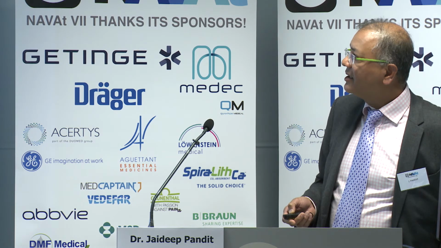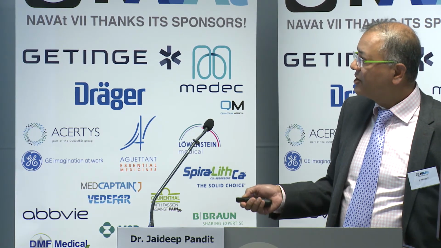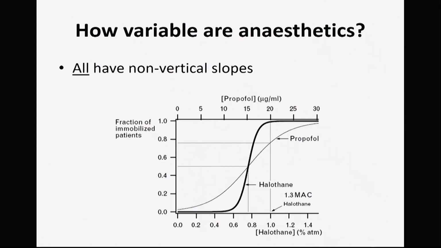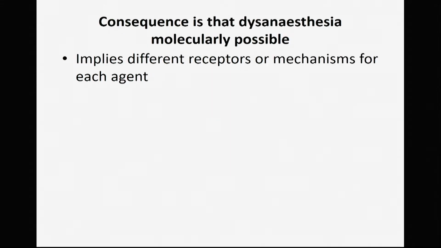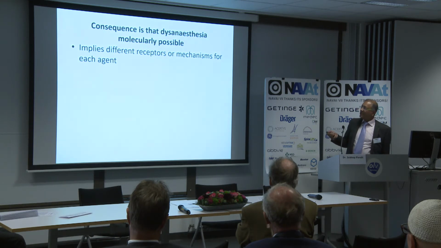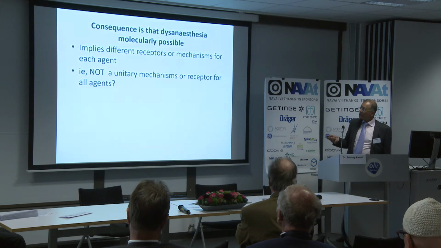So what do we see in the human population? When we do the studies, we do not see a completely sharp curve. Halothane gets close, but many other drugs have a slope. So the slope must mean there's variability for different channels. And the point is that if there are different receptors, it means there are different mechanisms for different agents. There is not a unitary mechanism or receptor for all agents.